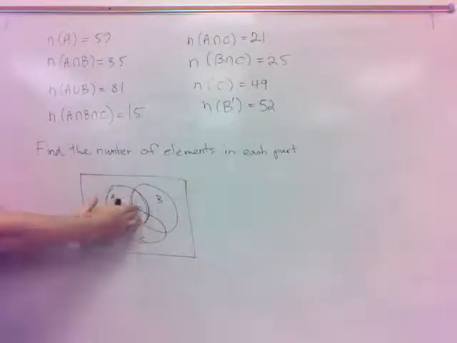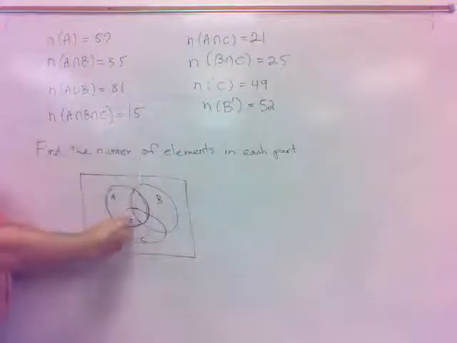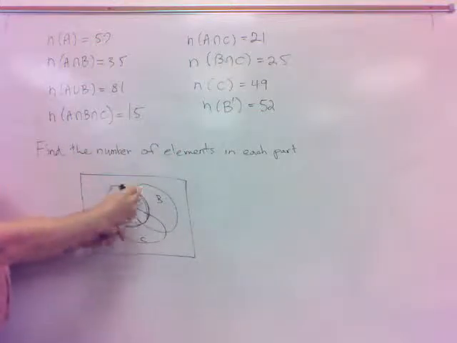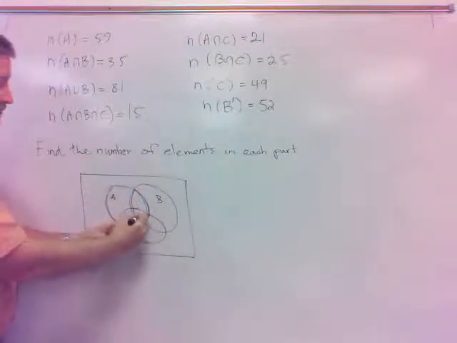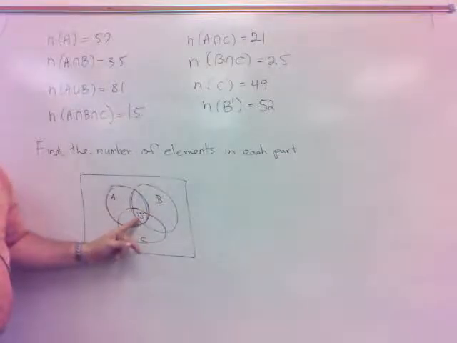So it's 35, but how are you going to divvy it up? You got to go elsewhere. Where would I probably start? How about right here? The number in A intersection B intersection C is 15. That's the overlap of all 3 circles, right in the middle, where all 3 are overlapping. So I know that one's locked in to be 15. With me, okay?